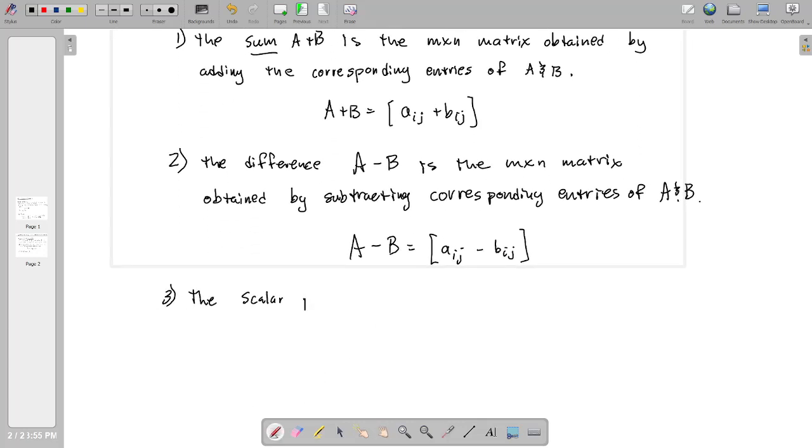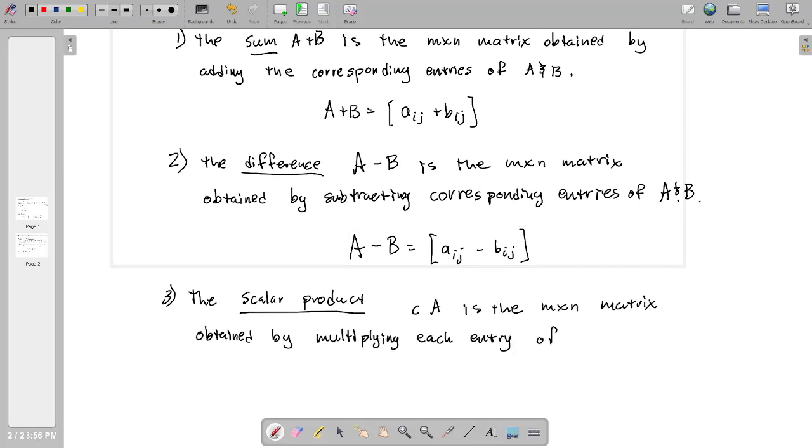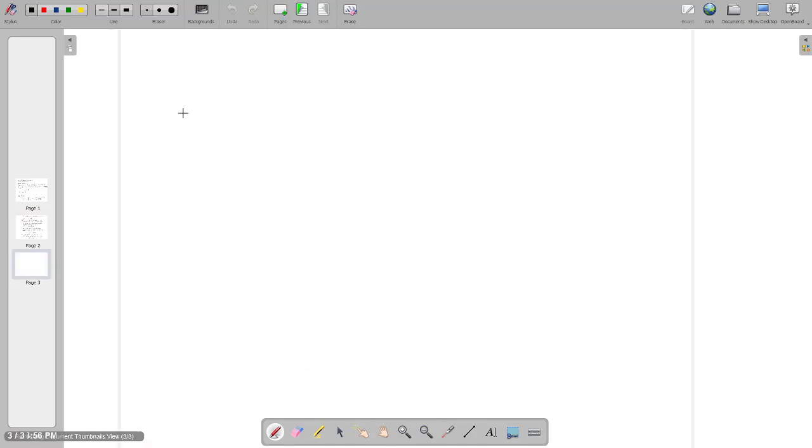3. The scalar product, c times A, is the m by n matrix obtained by multiplying each entry of A by c. So c times A is equal to c times A_ij for every single i, j within the matrix. I'm going to do an example of each of these so that we can see how they work. They are pretty intuitive, especially addition and subtraction.